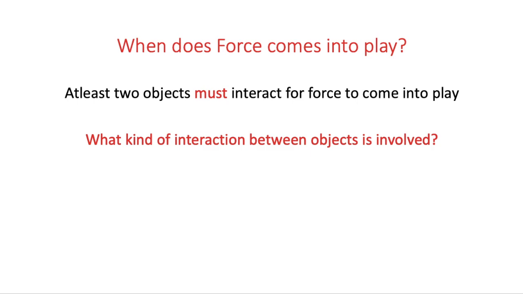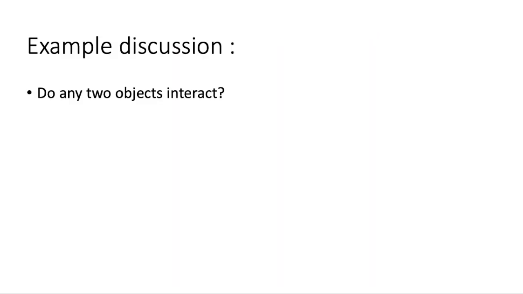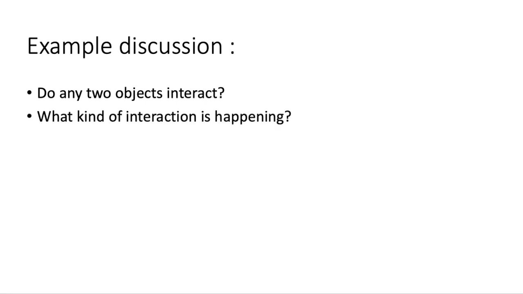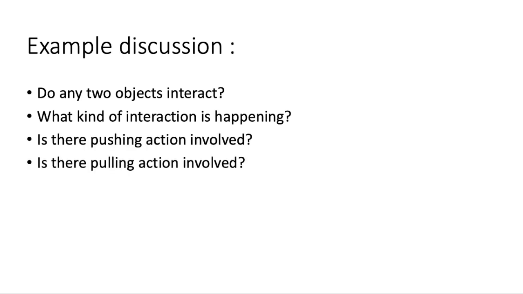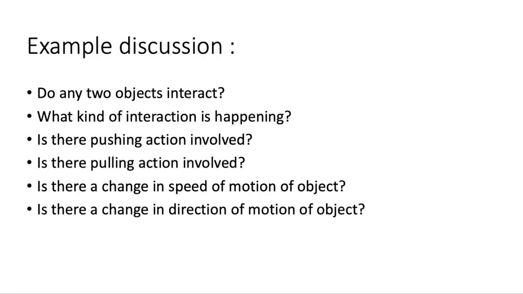To understand this concept better, we will now discuss a series of examples, and for each situation, we will try answering the following questions. Do any two objects interact? What kind of interaction is happening? Is there a pushing action involved? Is there a pulling action involved? Is there a change in speed of motion? Is there a change in the direction of motion? Let us start with our examples and try answering these questions.